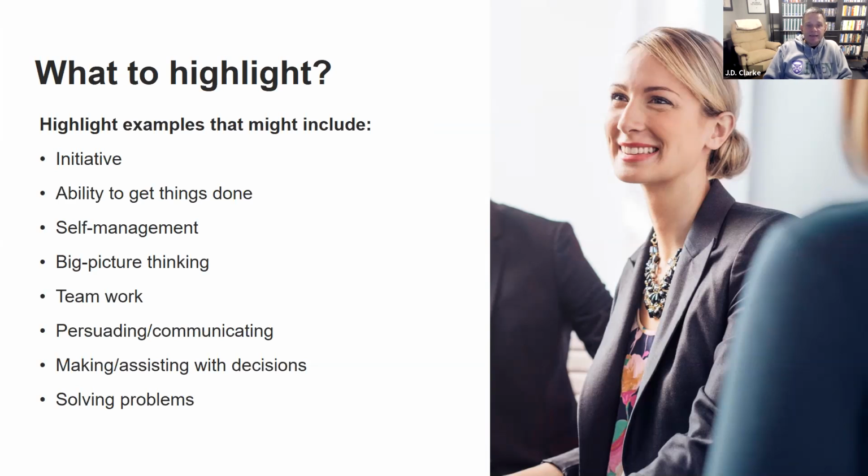Making and assisting decisions. And I put assisting in there on purpose because a lot of times people say, well, I don't really make decisions. And I hear that often, you know, I'm not really at that level where I make decisions. So then I'll ask the question, well, do you make suggestions? Oh yeah, all the time. Do they act on them? Yeah, most of the time. Well, then you're making decisions. So think about those times where you made a suggestion and somebody acted on it.